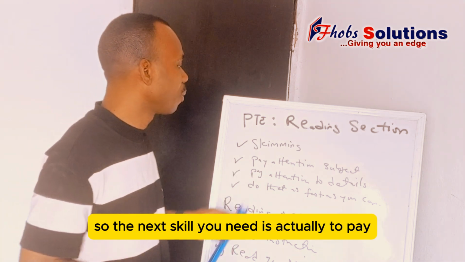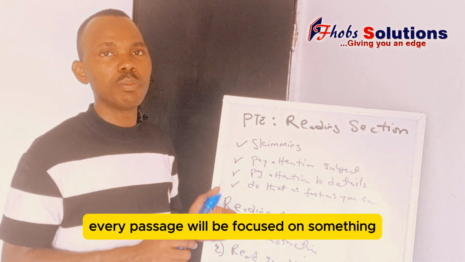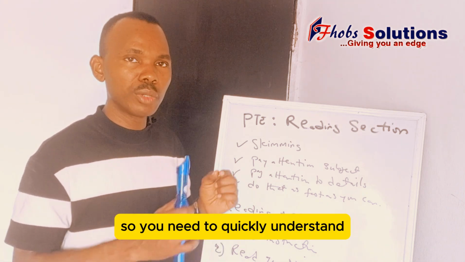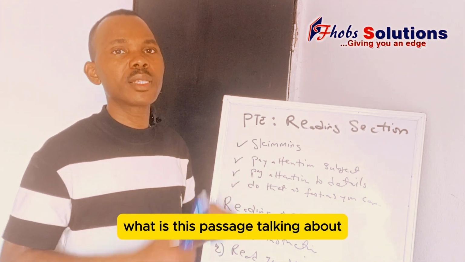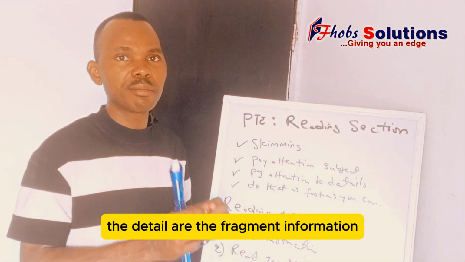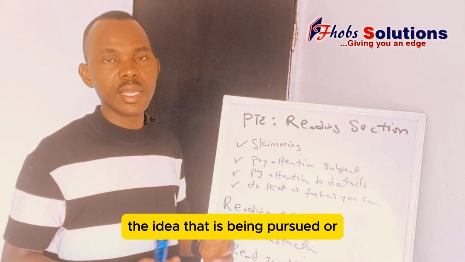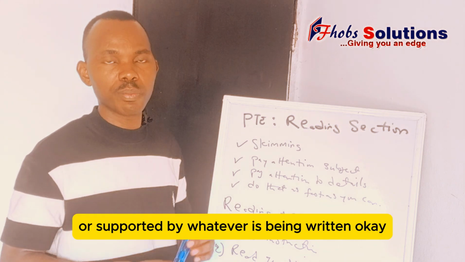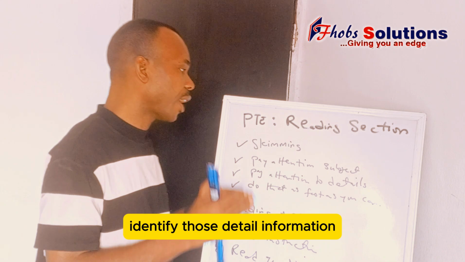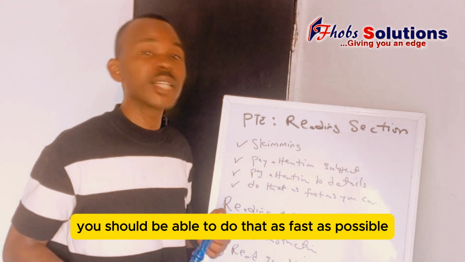Now, why that is important is that for the reading test, time is essential and reading is also essential. Okay, so the next skill you need is actually to pay attention to the subject. Every passage will be focused on something, that is the subject. Some questions will be around the subject, so you need to quickly understand what this passage is talking about. The third thing you need to pay attention to is the detail. The details are the fragments of information, the pieces of information that are being distributed, the ideas that are being pursued or supported by whatever is being written. Okay, so you should be able to identify those detailed pieces of information. And then, of course, you should be able to do that as fast as possible.